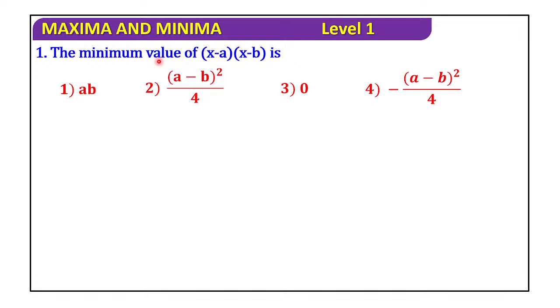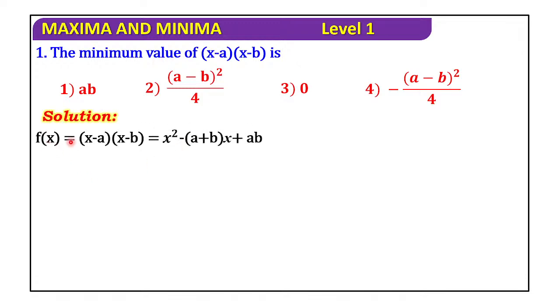Okay, so here you have to calculate the first derivative, and next you have to calculate the second derivative, and then you have to check whether the second derivative is positive or negative. According to that, you can tell whether the given function is going to have a maximum or minimum value. So first write the given function as f of x equal to (x minus a) into (x minus b).